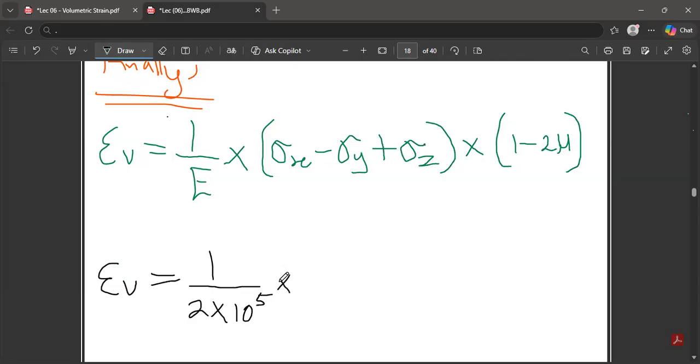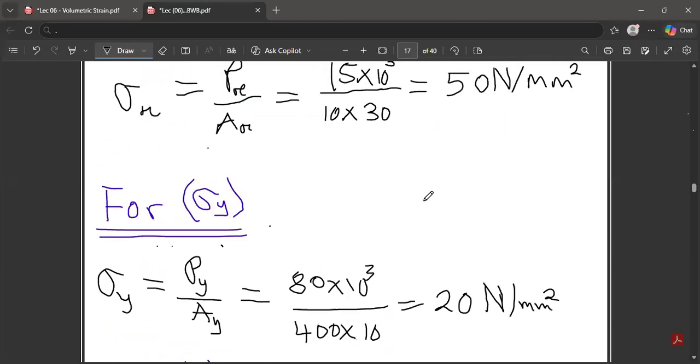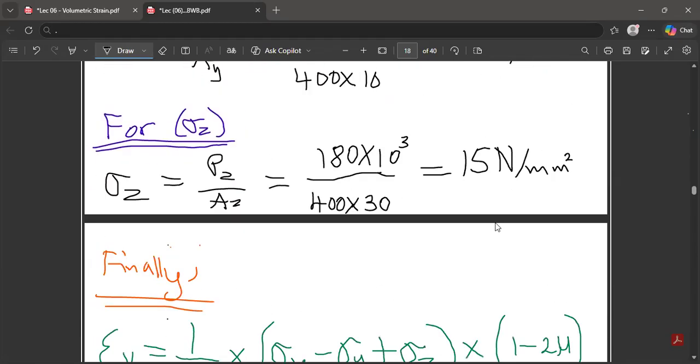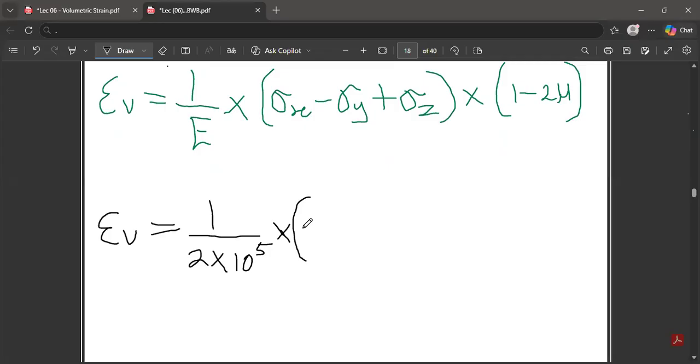All multiplying. Our stress at X we had 50, our stress at Y we had 20, and the other one was 15. So our stress at X was 50. Minus our stress at Y, we had 20. It was the last one that we had 15. That is the stress at Z. So we say that plus 15.